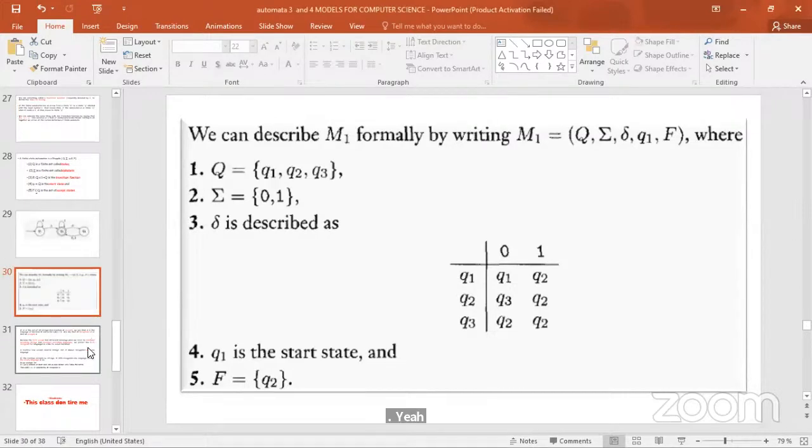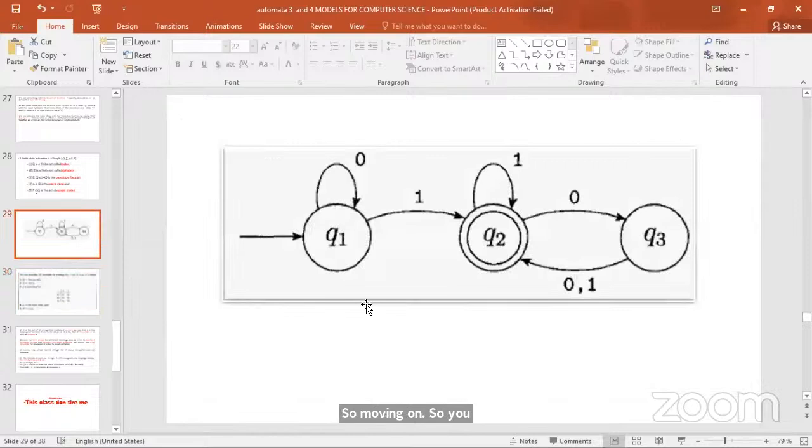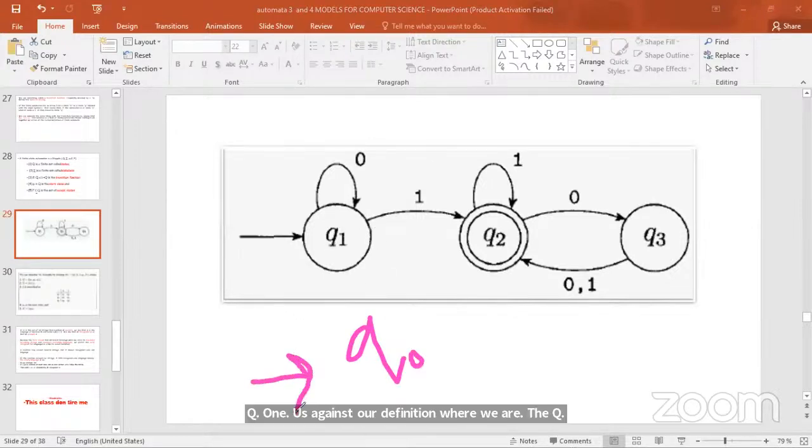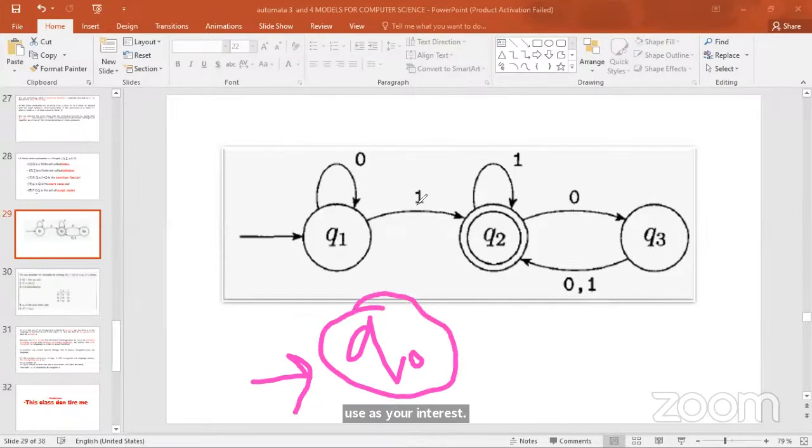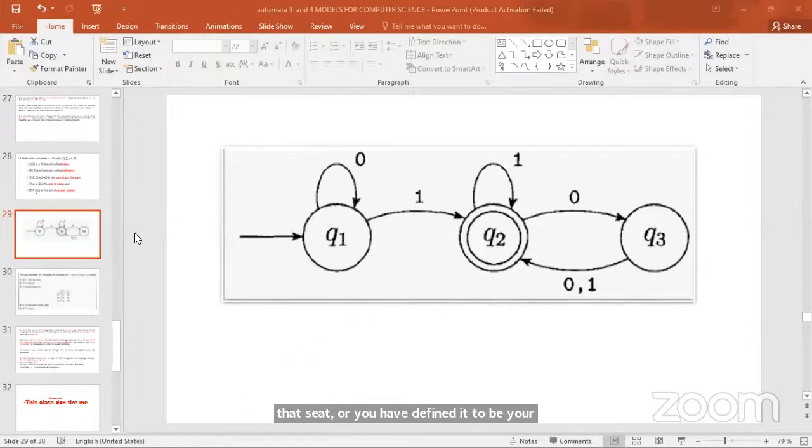So moving on. Of course you understand how we came about this delta. Then you know what Q1 is for this one. You see, the initial state is Q1, as against our earlier definition where we had Q naught. Depending on what you want to use as your initial state, all we want to see is one arrow pointing at it, whether you have defined it as Q1 or Q naught, depending on what you want to do, right?